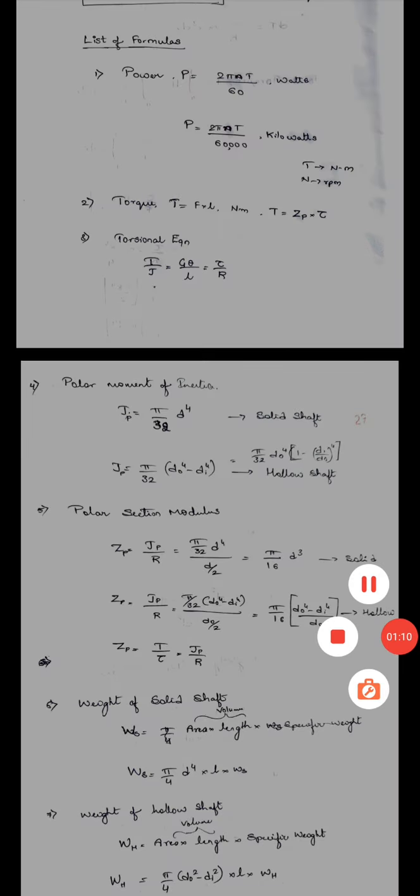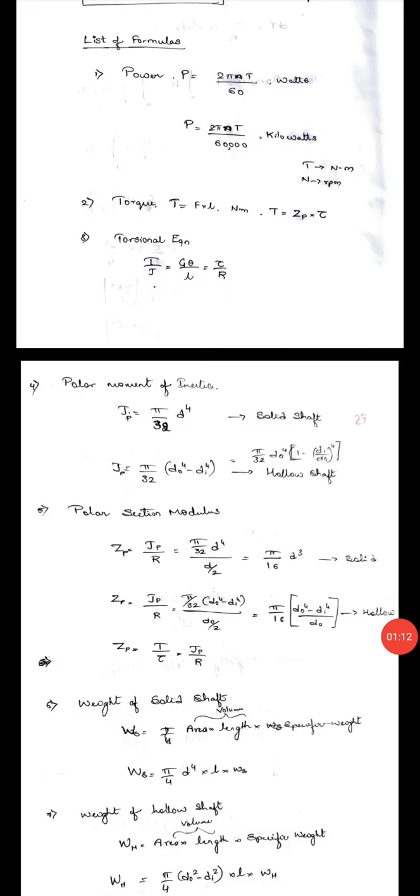Second one, torque. T equals F into L or F into R. Torque is also Z into tau. Formula: Z into tau. Third one, the torsional equation: T by J equals G theta by L equals tau by R.